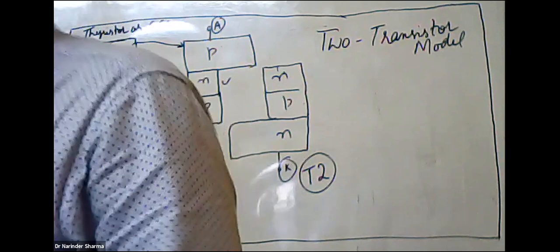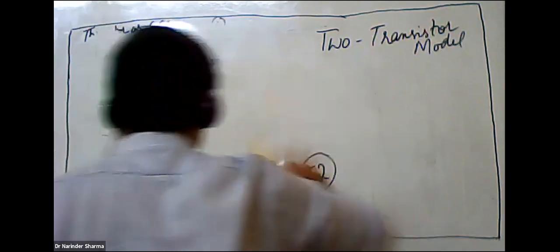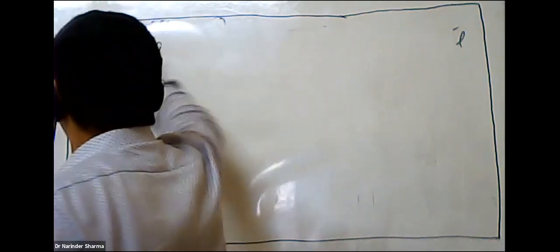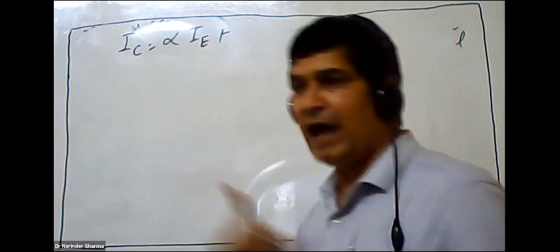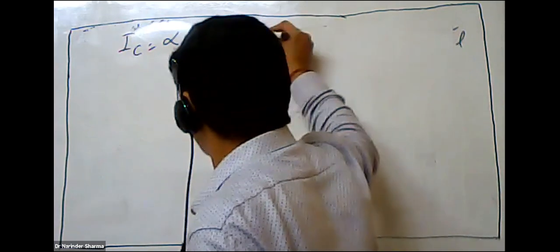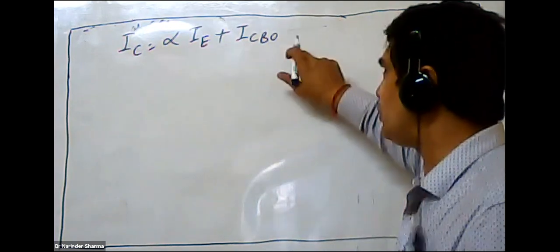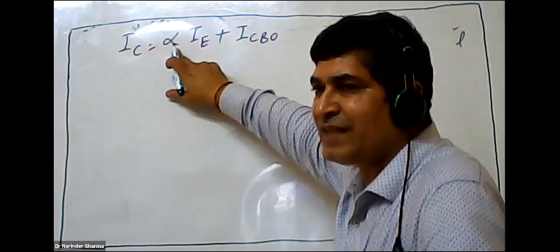So we know that in one transistor, let us say, there is a collector, base and emitter. The transistor equation with the current amplification factor you have already done in EDC, that is IC is equal to alpha IE plus ICBO. ICBO is the leakage current, and alpha is the current amplification factor.